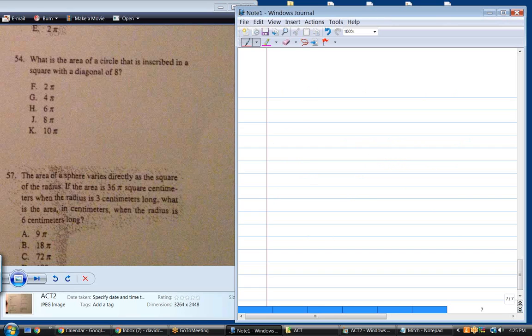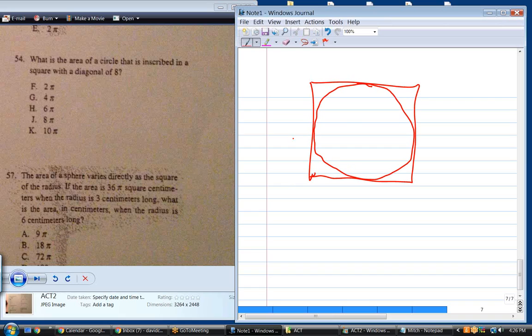This problem here is pretty common. The area of a circle, what is inscribed mean? Inside a square. Okay. And the diagonal of the square is 8. And they want the area of the circle, meaning we're going to need the distance from there to there as a radius. Well, I don't see any way of getting it from that, but what can I do?